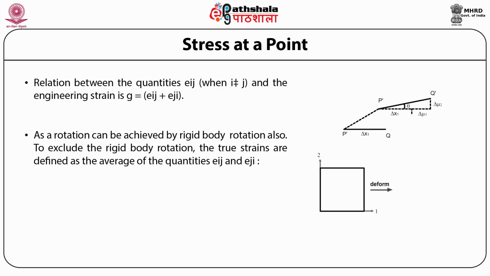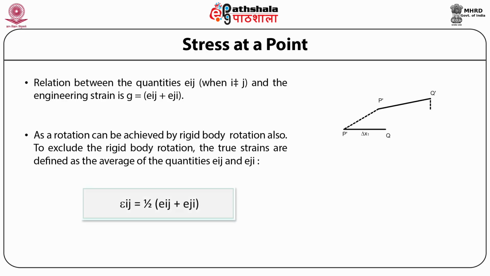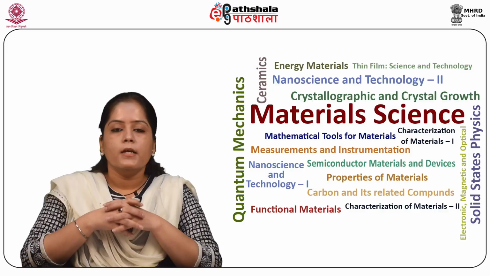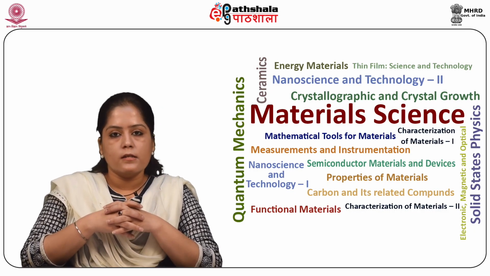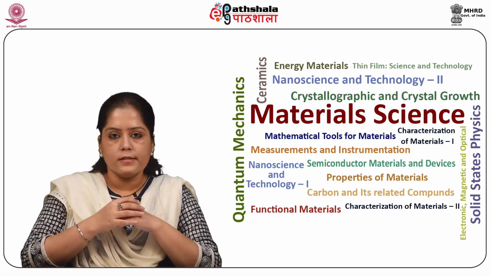Epsilon is obtained by taking the average of the quantities Eij and Eji, that is epsilon ij equal to half of Eij plus Eji. Elastic constants of single crystals.